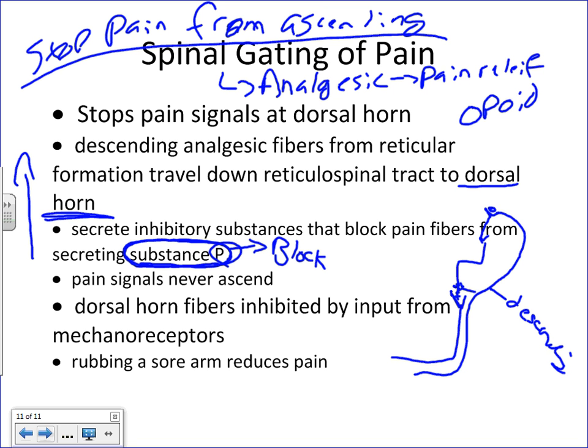Opioids, opiates. Sorry about that. It's been a long day, folks. Opiates. When you think of opiates, you think morphine. It's definitely the most common one out there. Endorphins do something very similar. There are areas in the central nervous system that produce these mechanisms you're probably familiar with as endorphins. I think they're about 11 amino acid chain proteins that essentially do what I just mentioned. They block pain transmission from getting up into the brain.